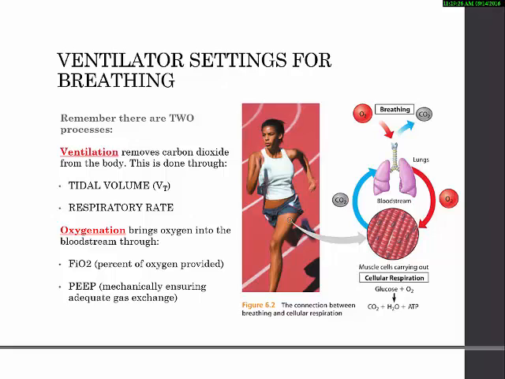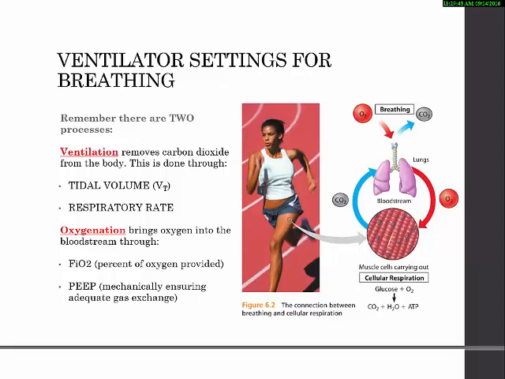There's ventilation, and ventilation is just the removal of the carbon dioxide from the body. This is done through your tidal volume and through respiratory rate. So how much air you're moving in and out over the course of a minute is going to determine how much carbon dioxide gets pushed out of the body, and we're going to revisit that later on in the presentation.